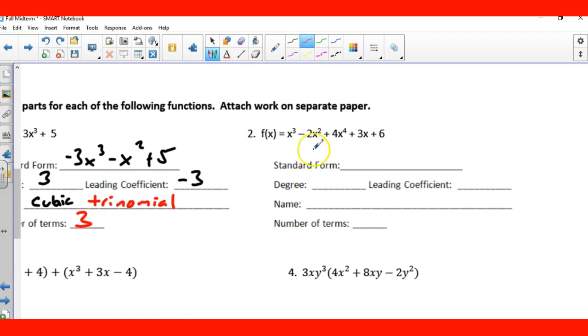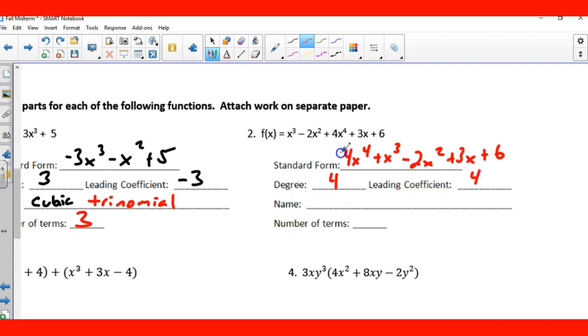Now, over here, write it in standard form. Remember, write the largest degree first and the lowest degree last. So we have 4x to the 4th plus x cubed minus 2x squared plus 3x plus 6. Now, what's the degree? What's the largest degree present? 4. Leading coefficient. Now, this is in standard form. There's the leading coefficient.